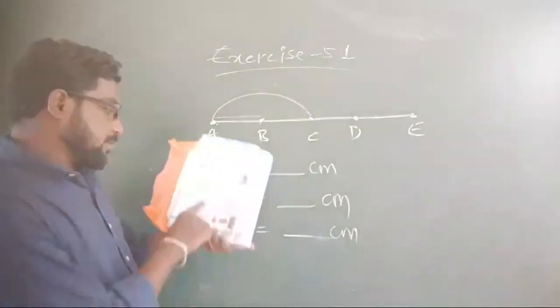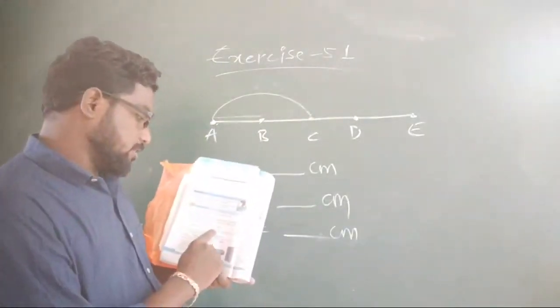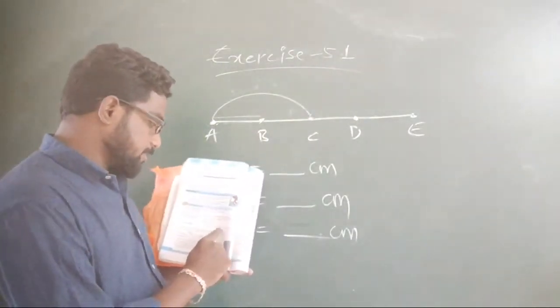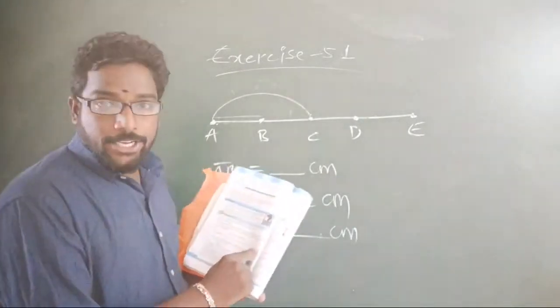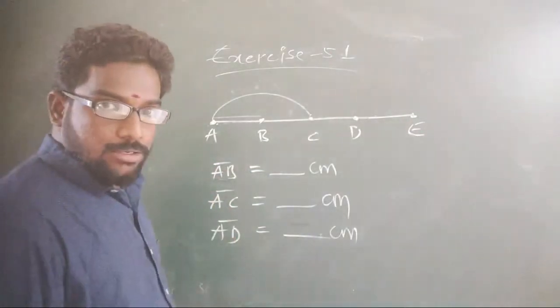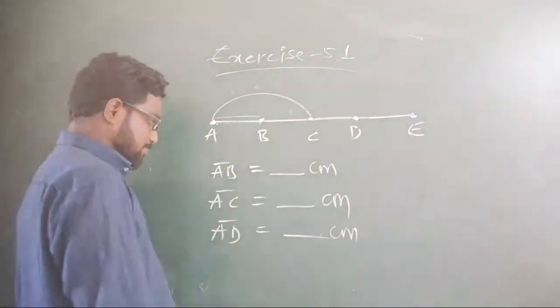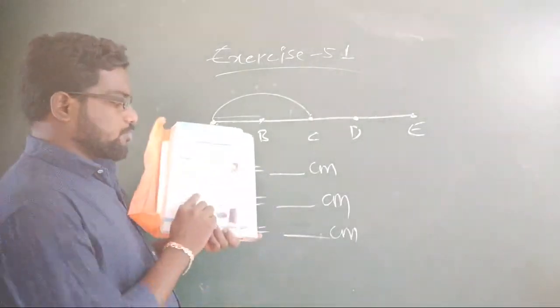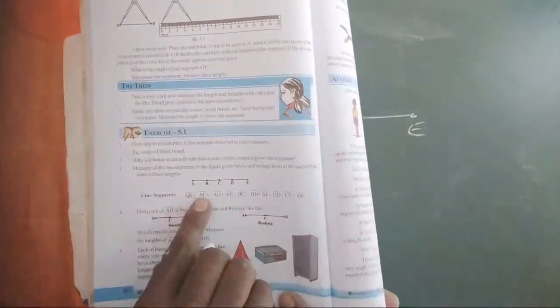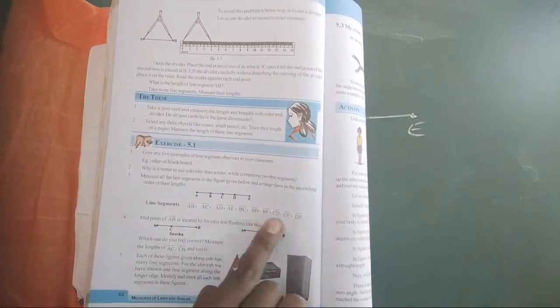Okay, do you understand? He has given so many line segments here in the question. AB, AC, AD, AE, BC line segment, BD, BA, CD, CA, DE. These are all the line segments we have to find out. It is clear, sir. Which one is clear? So we have to find out the lengths of all these line segments.